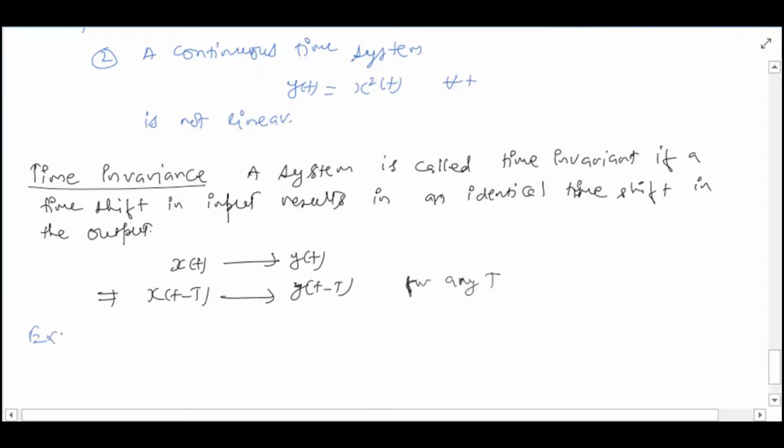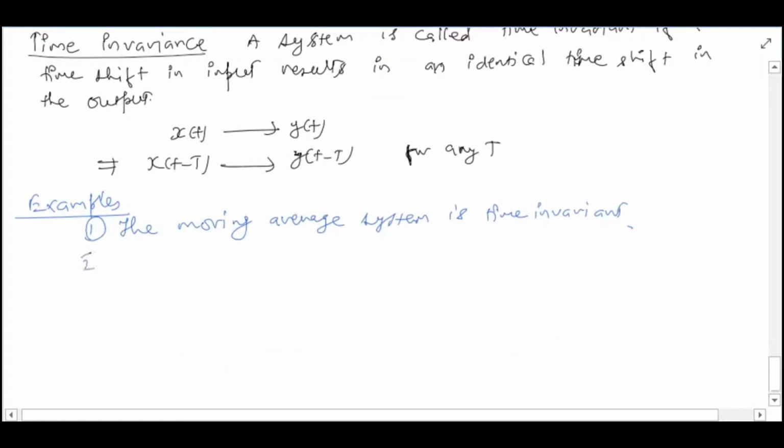Again, examples. The moving average system described above is time invariant, because the rule for generating the output does not change with time. On the other hand, if you look at the discrete time system y[n] is n times x[n], this is clearly not time invariant.